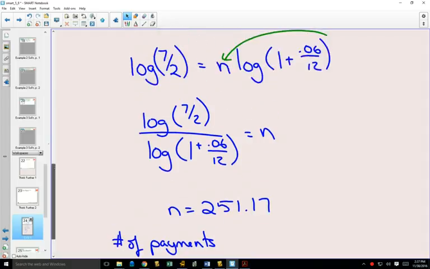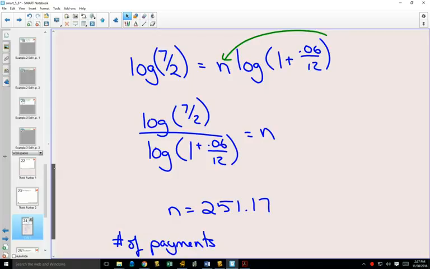If you think about how long that's going to take you, there's 12 months in a year. This is just over 20 years, almost 21 years. So if you started putting aside $200 a month now, in 21 years, you'd have $100,000.